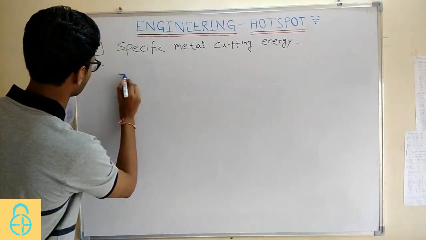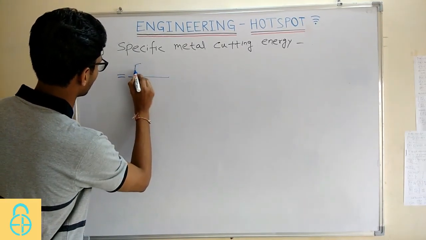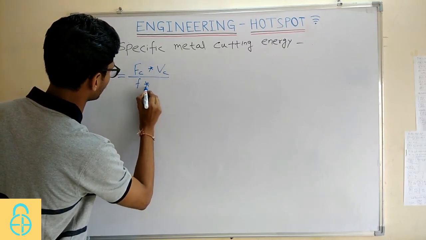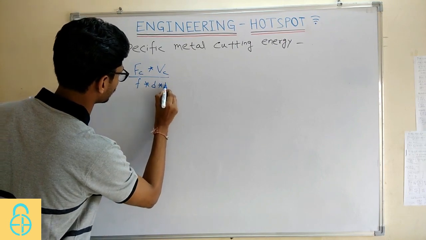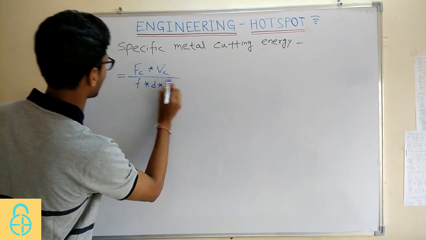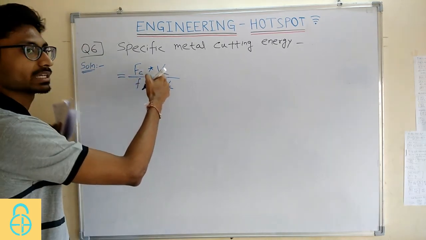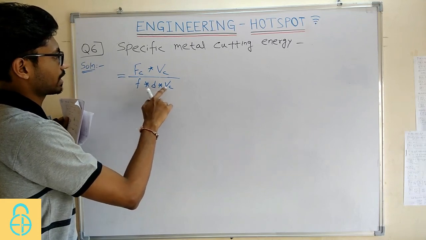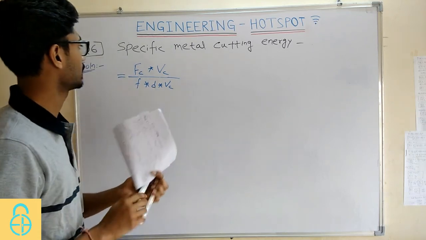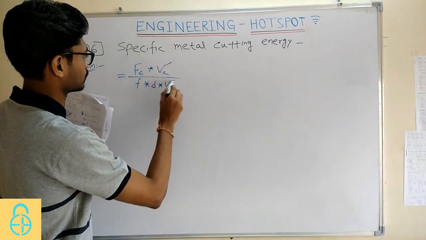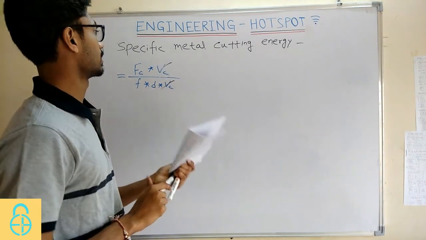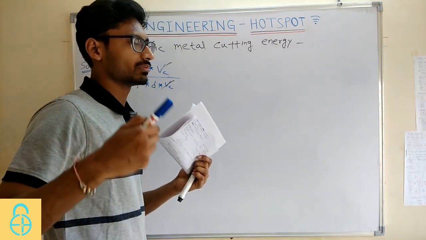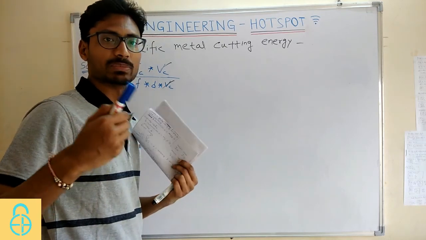It's given by the formula Fc into Vc upon F into D into Vc, where Fc is called the cutting force, Vc is the cutting velocity, F is the feed, D is the depth of cut. So you can see Vc will get cancelled. So cancel it out. Now if you see the options, you will get to know that all the options are given in Fs, then phi, beta, alpha.